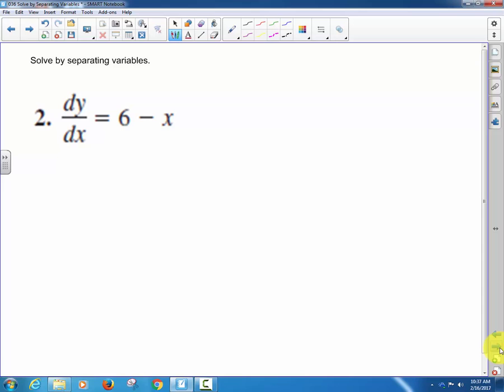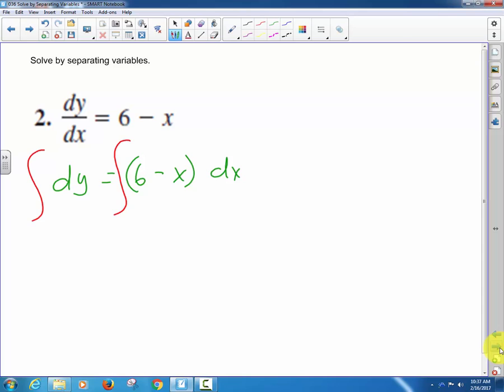dy over dx equals 6 minus x. Okay, if we're going to solve this by separating the variables, we need to get everything that has a y in it on the left, everything that has an x in it on the right. So if we multiply both sides by dx, we'll get 6 minus x dx on the right side. That leaves us with just dy on the left side.